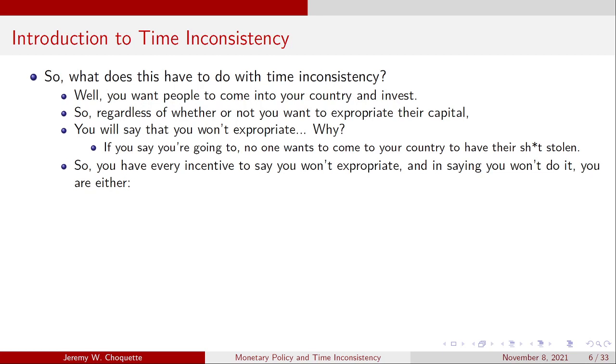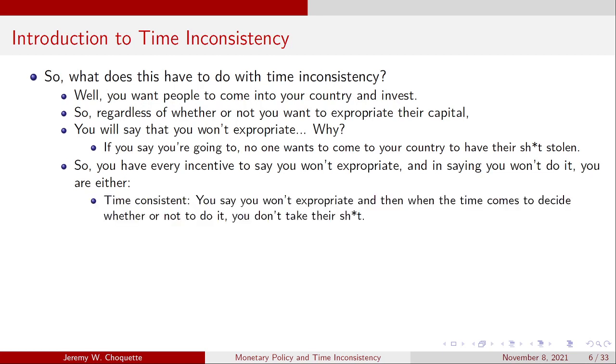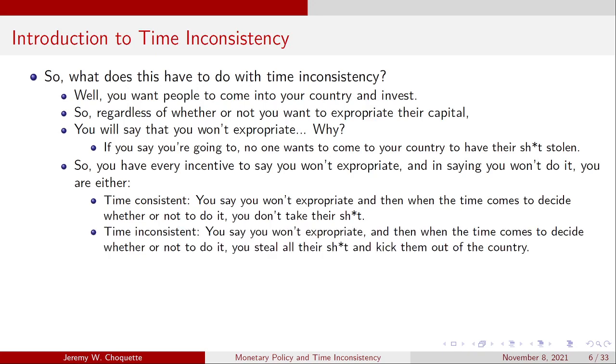But in saying that you won't do it, you are either time consistent, in which case you say you're not going to kick them out and take their stuff, and when the time comes to decide whether or not you're actually going to kick them out and take their stuff, you don't. Or you could be what's known as time inconsistent. You say you're not going to expropriate, and then when the time comes to decide whether or not you want to do it, you take all their stuff and kick them out of the country.